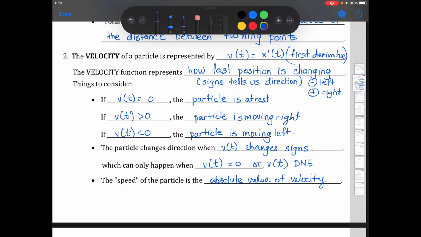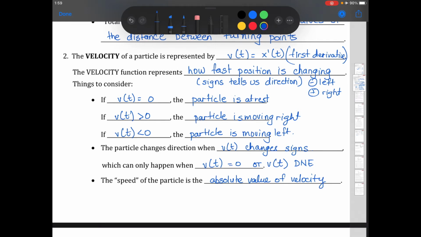It's very, very important. You'll be asked this quite a few times, so we need to get very good with all this vocab. And as we go along with the questions, these will make more sense. The particle changes direction whenever there's a sign change happening. So if it's going from left to right, there will be a sign change, right? It's going to be hitting the x-axis, or when the velocity does not exist.